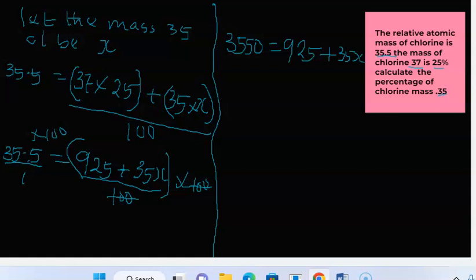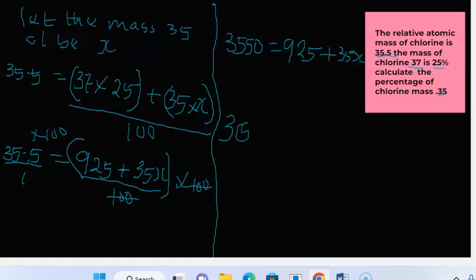Okay, when we're here, 35x. When we're here, we do collection of like terms. We collect items that are the same, like 3,350 and 925. They are like terms, whereas 35x is an unlike term. So we transfer 925 to the other side, and you know this 925, when we transfer to the other side, it will be subtracted because there is a hidden positive here, and when we transfer to the other side, then it will be minus. So we do this next step.